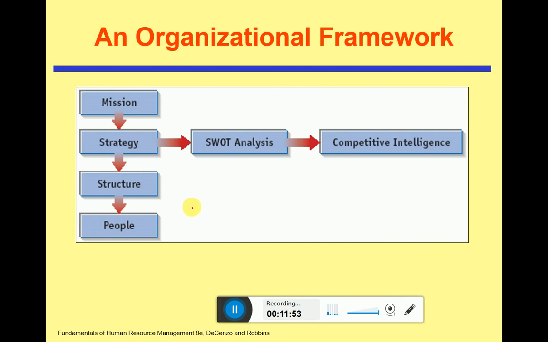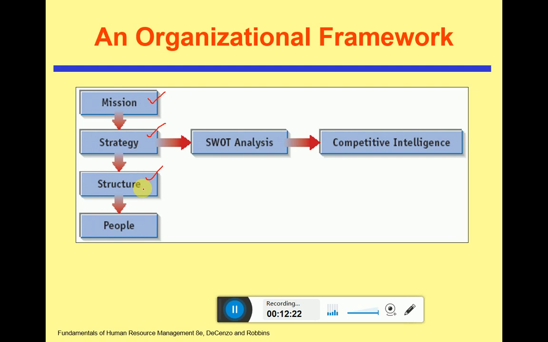The overall analysis: first of all, the organization's mission is made clear. Once the mission is clear, then the organization has to find out the means of how to do this thing, and that is known as the strategy. Once the strategy is clear, the next thing is the structure. Structure means simply the roles of the people.